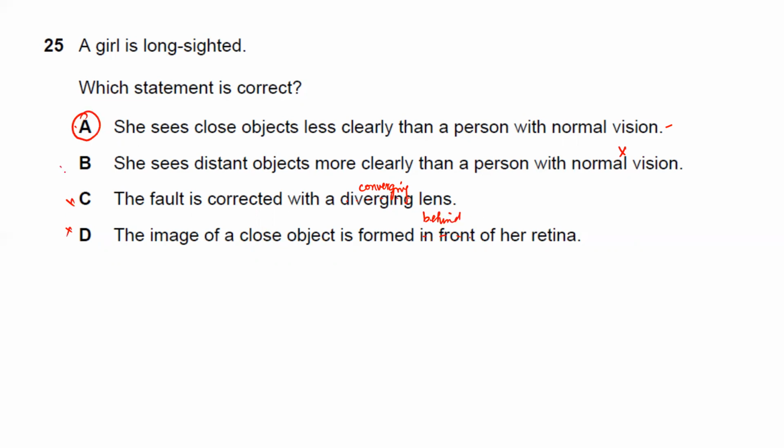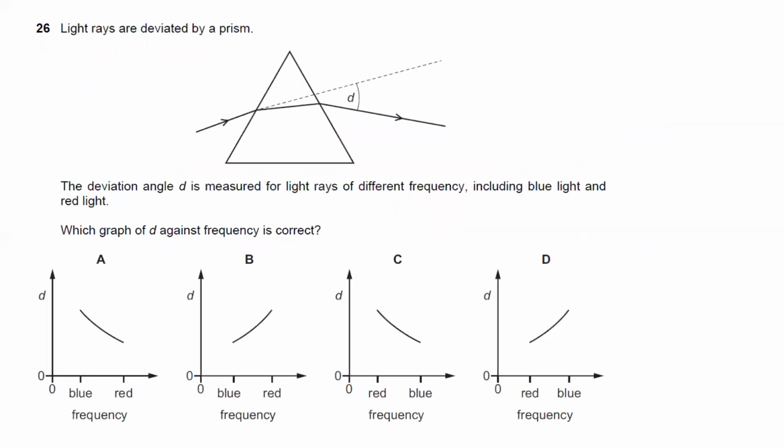So these three are not the right choices we have. Next question. It says the light rays are deviated by a prism. The deviation angle D is measured for light rays of different frequency, including blue light and red light. Which of the graphs of D against frequency is correct?